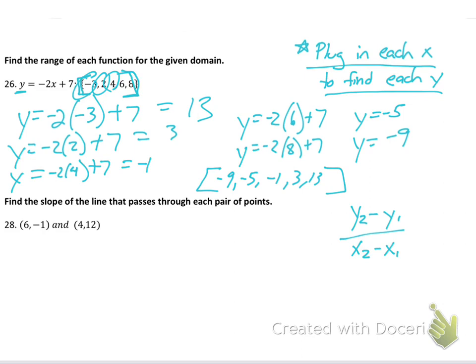All right, to find slope, we have our equation, and that is right here.